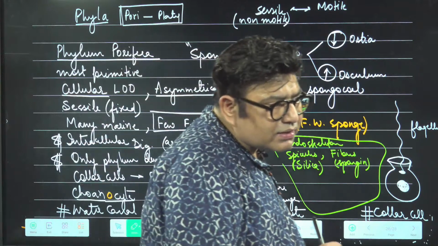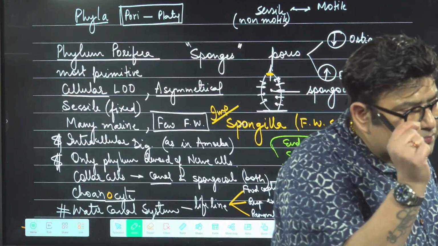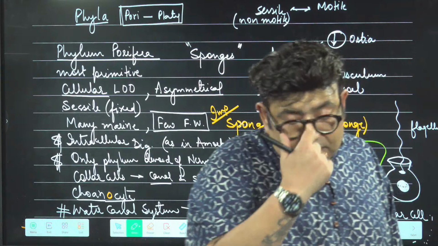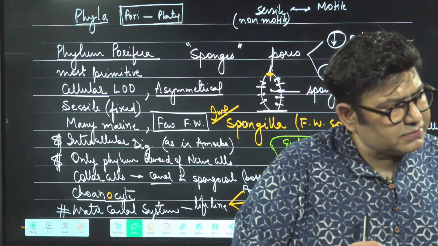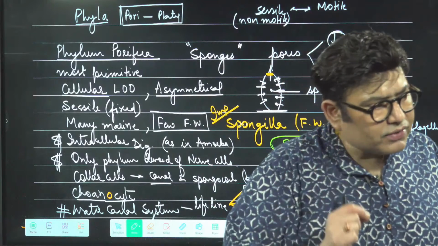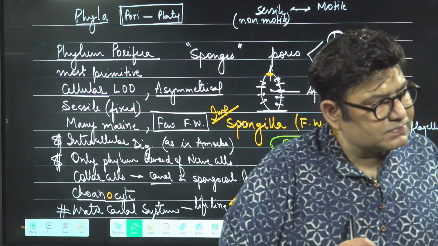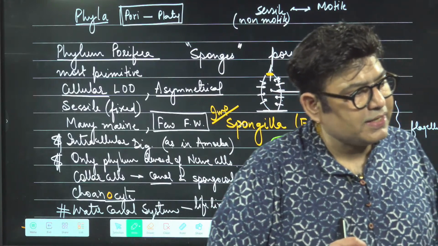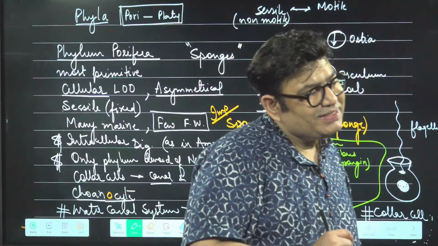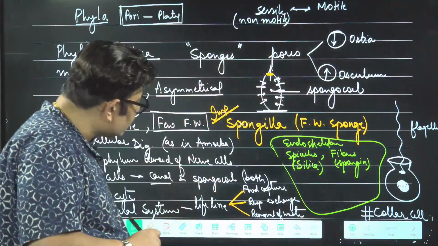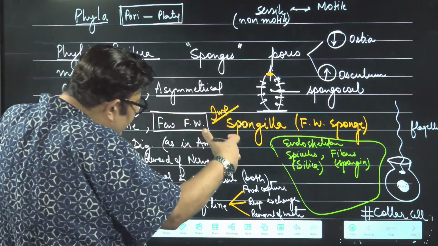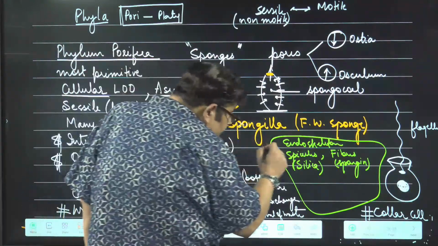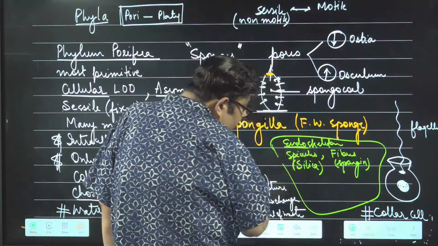Can anyone give me a Telugu word for spicule? Something like that. What is that? Telugu word for spicules. Mullu. Okay? Mullu. Thank you, Nikita. Mullu is the meaning. So small mullus form an intricate network inside. Remember that they have got an endoskeleton.